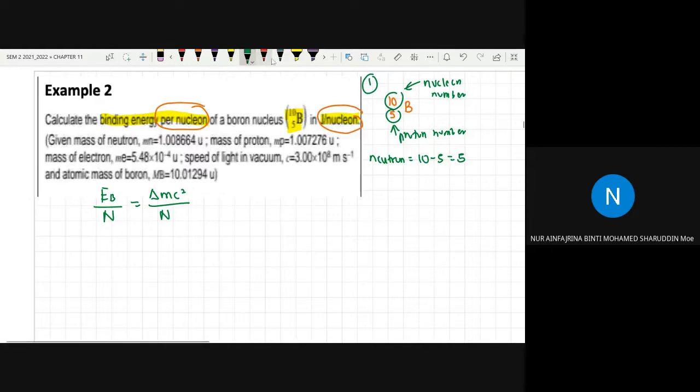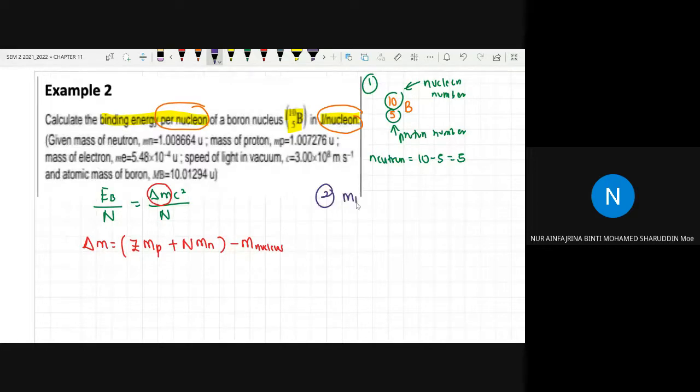May I know, do we have our mass defect? Do we know our mass defect? We don't. So mass defect equals number of proton times mass of proton plus number of neutron times mass of neutron minus mass of nucleus. We have everything except the mass of nucleus. So mass of nucleus is your second step. Mass of nucleus will be mass of atom minus number of electron times mass of electron.